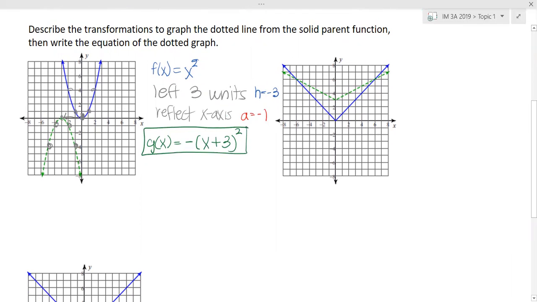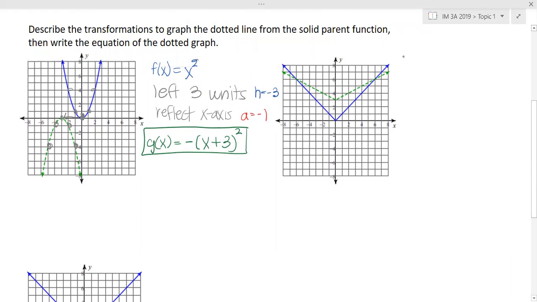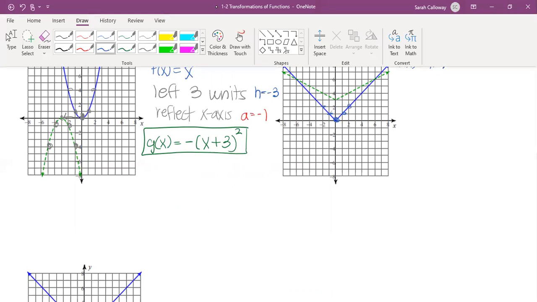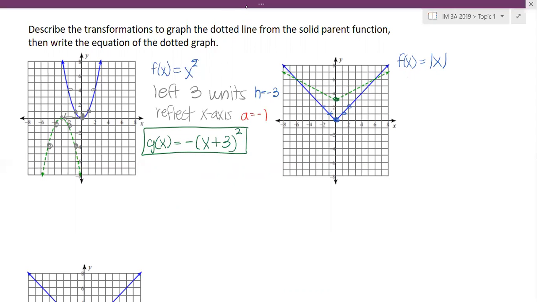Next, we have the graph of an absolute value. I know that because it's the shape of a V. So my f of x for this graph is the absolute value of x. Remember that with these, it starts at the origin and then the pattern is just up 1 over 1. Okay. So then let's look at what's going on. Our vertex for the green graph has moved upwards 3 units. Okay. So it's gone up 3 units.